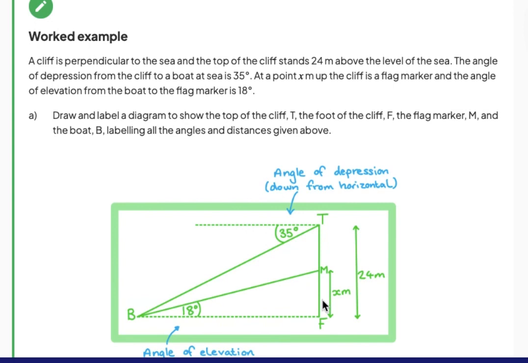The angle of depression, meaning you're on top of the cliff, you're looking downward. This is your eye level, the horizontal eye level.